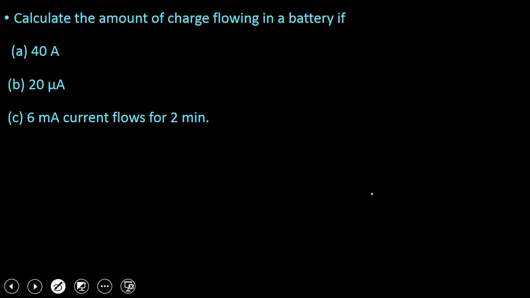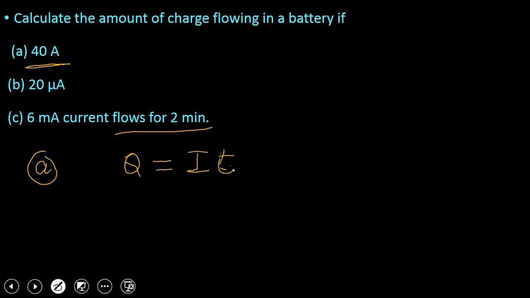The next question. Calculate the amount of charge flowing in a battery if. There are three parts in the question. 40 ampere current flows for 2 minutes. So you have to calculate the amount of charge. So this is a direct question. So we will write the formula Q is equal to I into T. I is given to you. I is equal to 40 ampere.